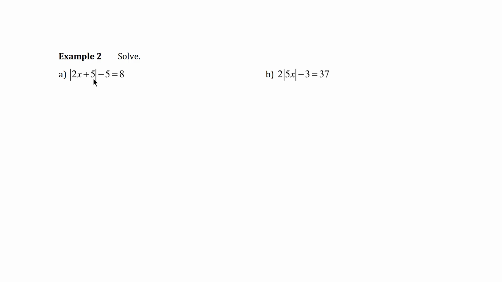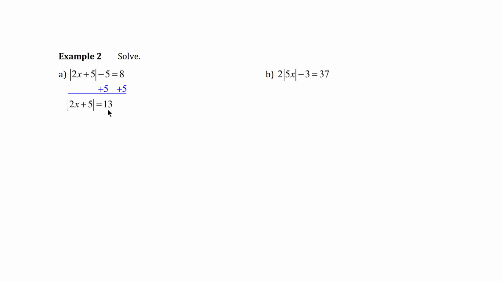So the first thing I'm going to do is get rid of the minus 5 by adding 5 to both sides of the equation. Simplifying the left-hand side, we have minus 5 plus 5 cancels out, and then we bring down the absolute value of 2x plus 5. On the right-hand side, we have 8 plus 5 is 13. So the result is the absolute value of 2x plus 5, and then we have equals 13.